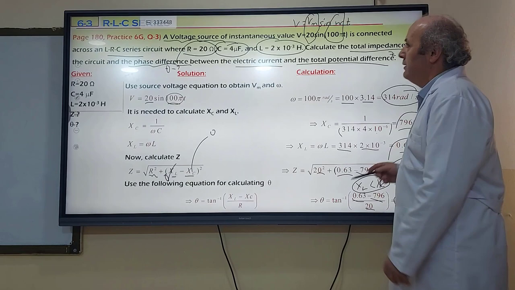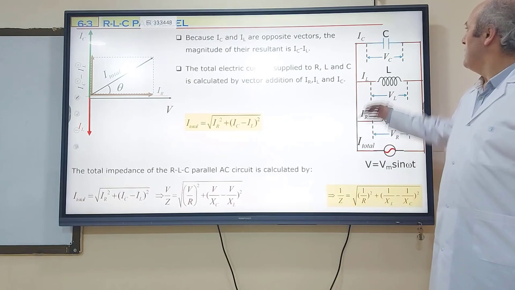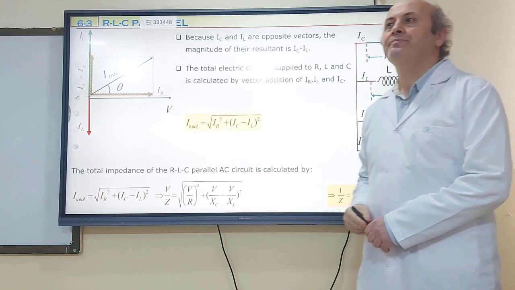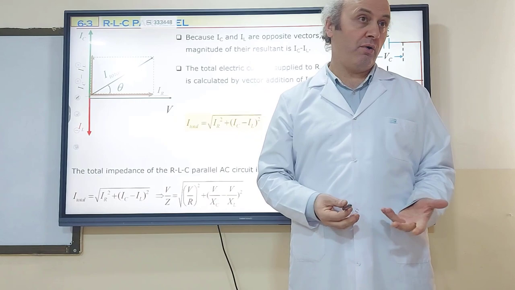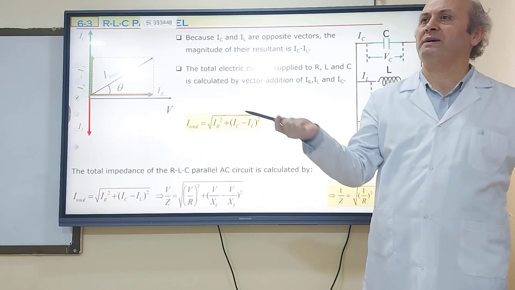And the next title is about parallel connection. What if we connect these three devices, this capacitor, coil, and resistor, in parallel? In parallel, potential differences are equal. Electric currents could be different. So if it is like this, we are going to define electric currents, which could be different, with respect to the potential difference, which is the same for all.